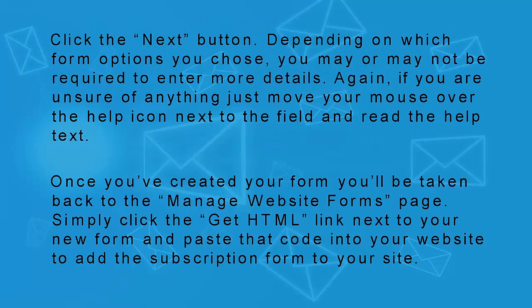Click the Next button. Depending on which form options you chose, you may or may not be required to enter more details. Again, if you are unsure of anything, just move your mouse over the help icon next to the field and read the help text. Once you've created your form, you'll be taken back to the Manage Website Forms page. Simply click the Get HTML link next to your new form and paste that code into your website to add the subscription form to your site.